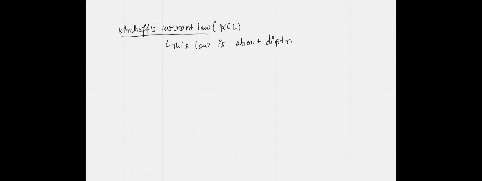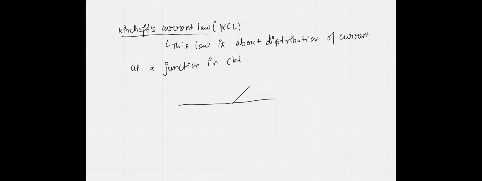distribution of current at a junction in a given circuit. So assume I'm giving you a circuit like this. Kirtana, if this is the circuit, I can simply say this is a junction point. Can I say this? Yes, because multiple wires are meeting at a certain point, right?